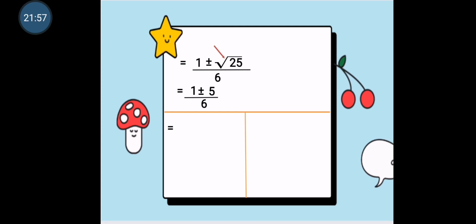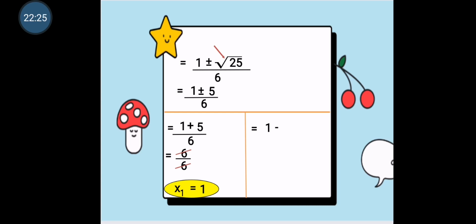So, 1 plus 5 over 6. Ayan. So, doon muna tayo sa positive. So, 1 plus 5 is 6 over 6. Then, 6 over 6 is equal to 1. So, therefore, the first root is positive 1. Okay, alamin natin ang second root.